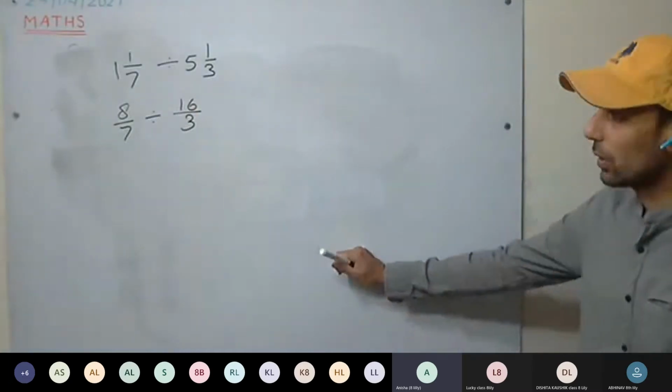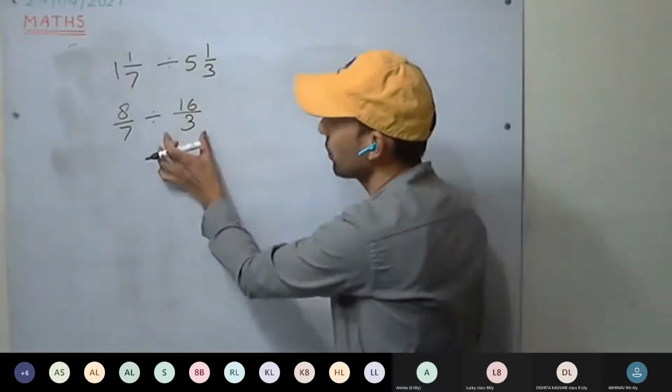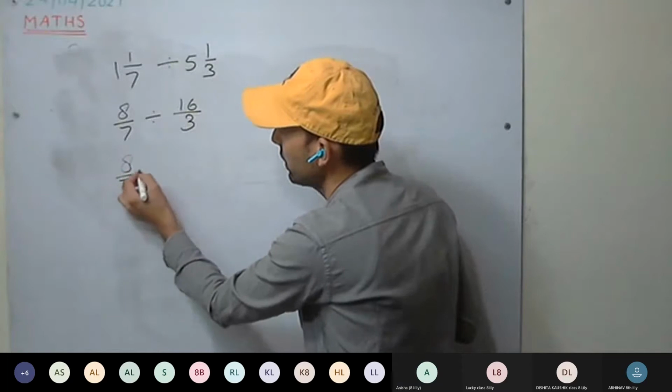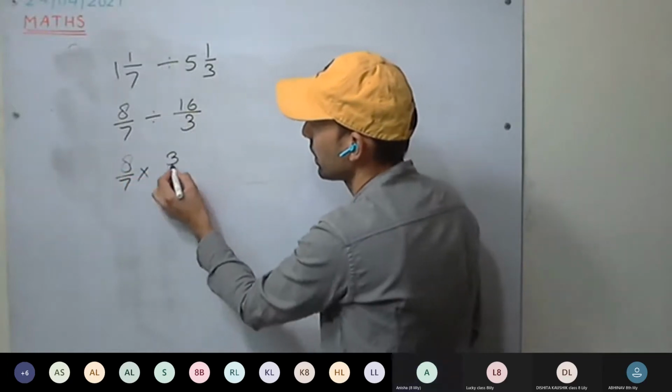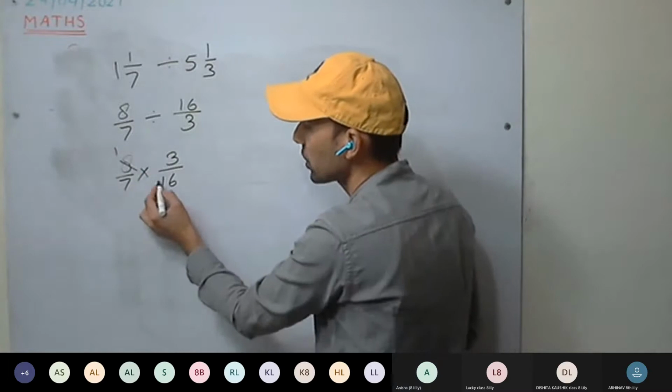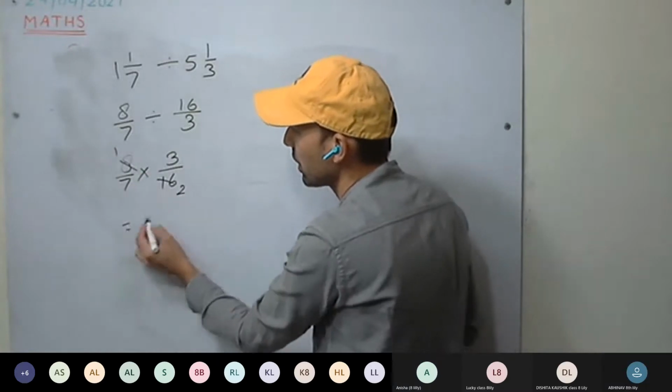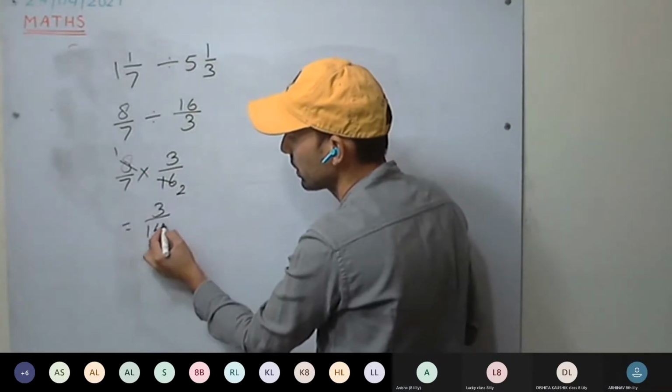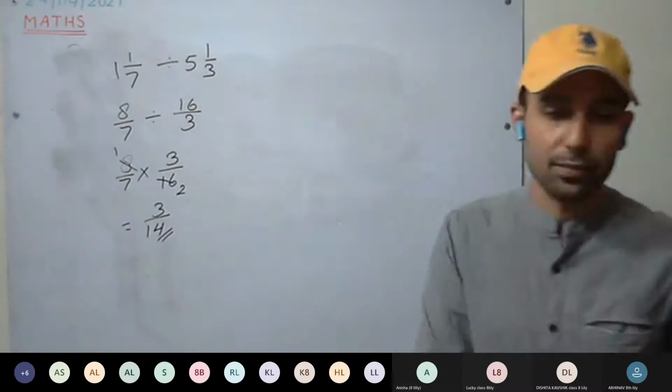Okay. Now take the reciprocal of this one. 8 upon 7 into 3 upon 16. We can cancel 16 by 8, 2. 3 upon 14. Okay, the second one you do.